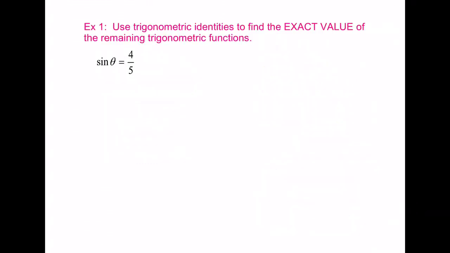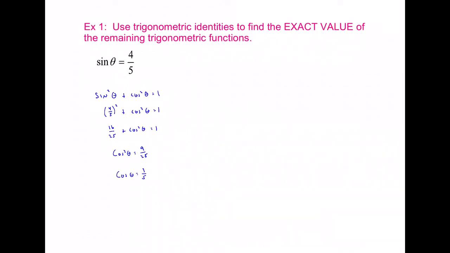In example 1 here, we're going to use the trig identities to find exact values of the remaining trig functions. Now we did this the other day, but we used triangles. Today we're going to use the identities. So knowing that sine of theta is 4/5, we can use the Pythagorean identity to figure out what cosine is. So sine of theta is 4/5, squared, plus cosine squared of theta is 1. So we know that's 16/25. Subtract 16/25 from both sides, and that's going to give you 9/25. And then you can take the square root of both sides, so cosine of theta would be equal to 3/5.